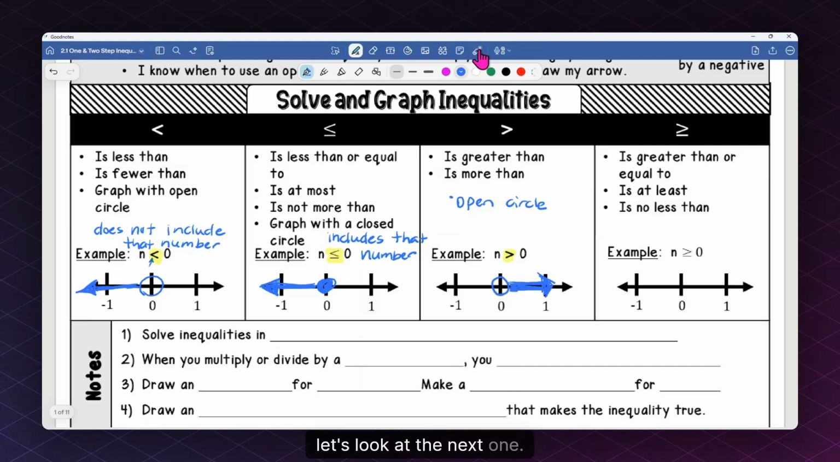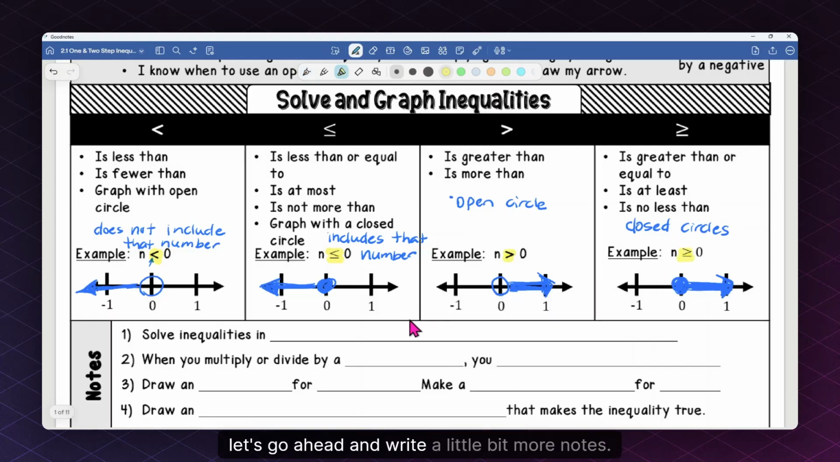Let's look at the next one. So we can put an equal sign in it. And when there's an equal sign, it's going to be a closed circle. So if we put the one here at the 0, we're going to close that circle because it includes that particular point exactly. And then this is giving us everything that is greater than 0 and includes 0. So that is also giving us this little clue here.